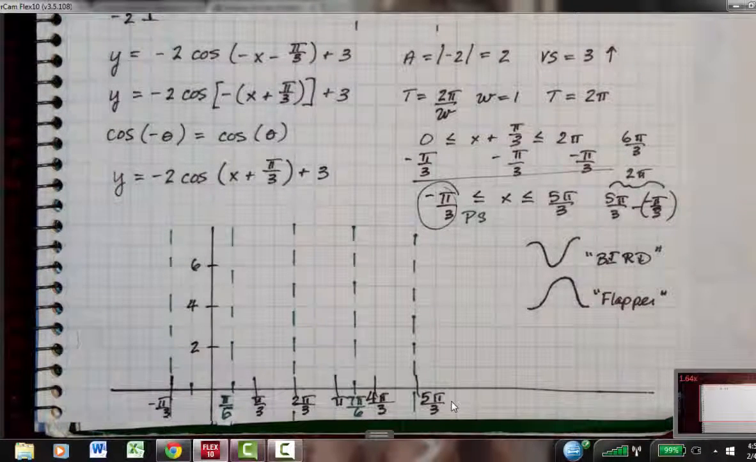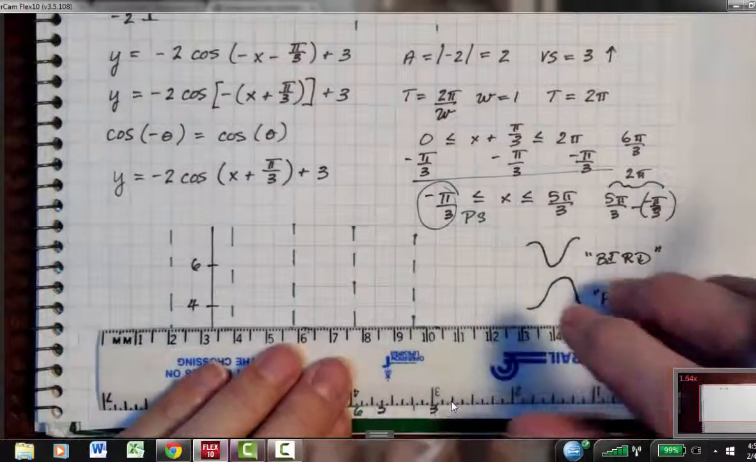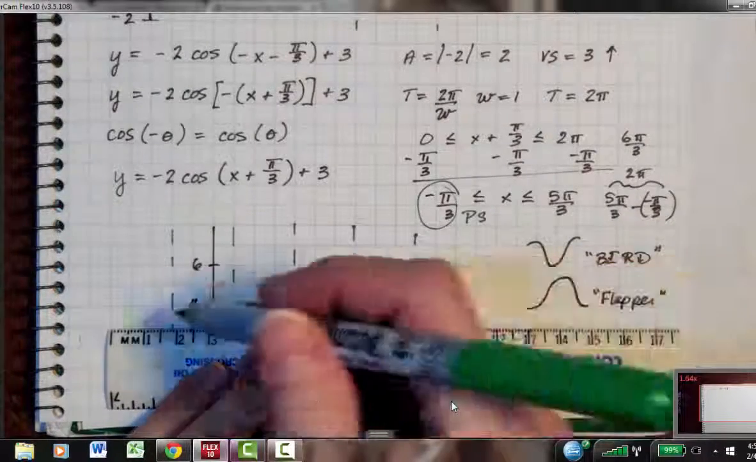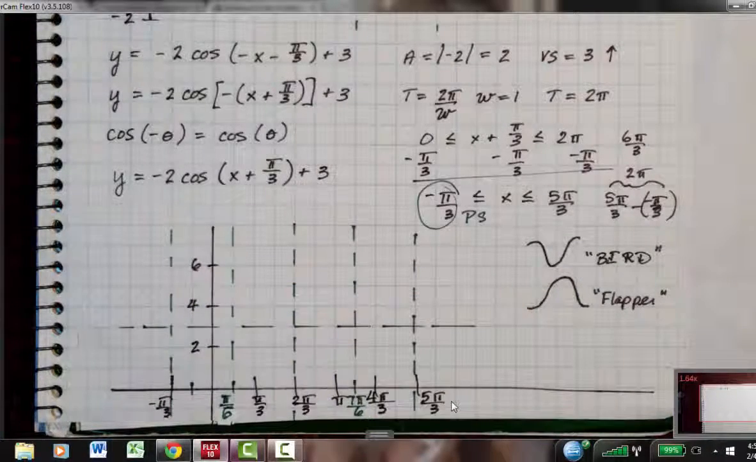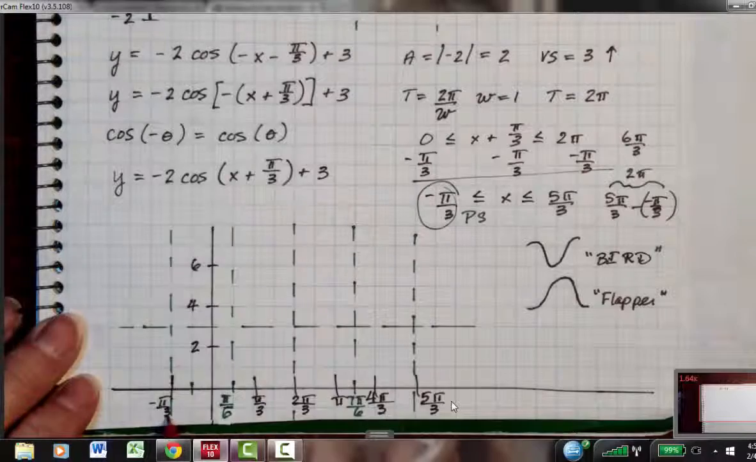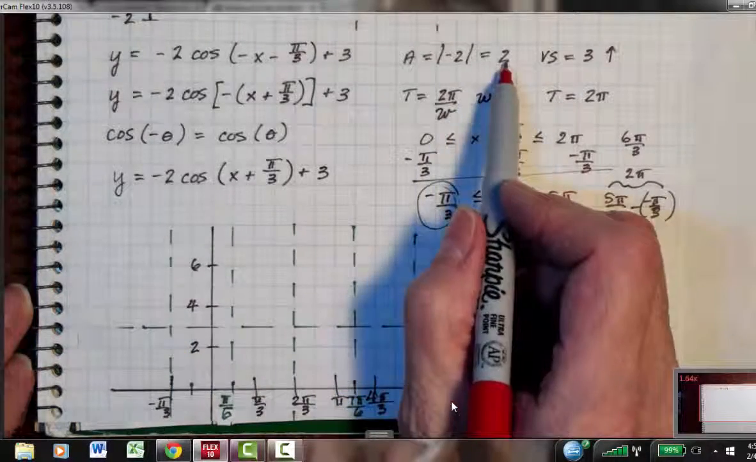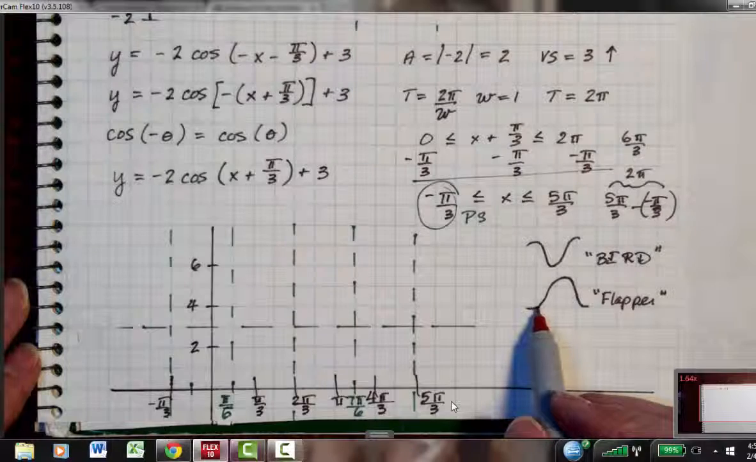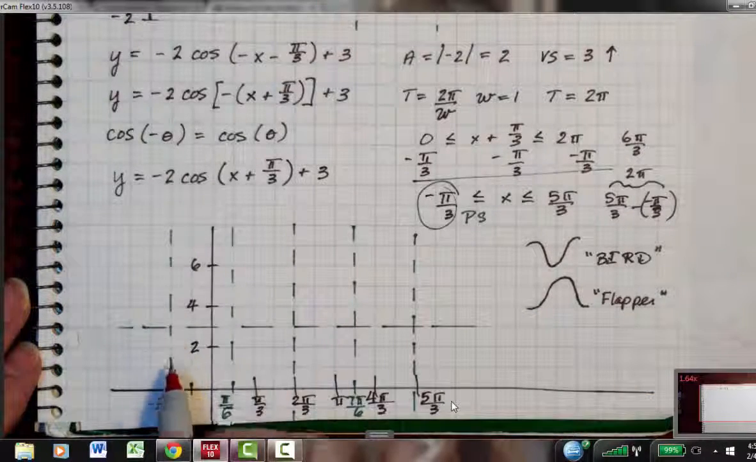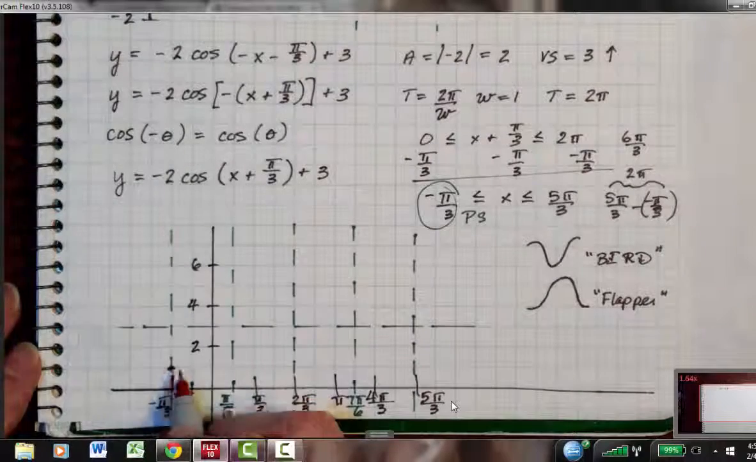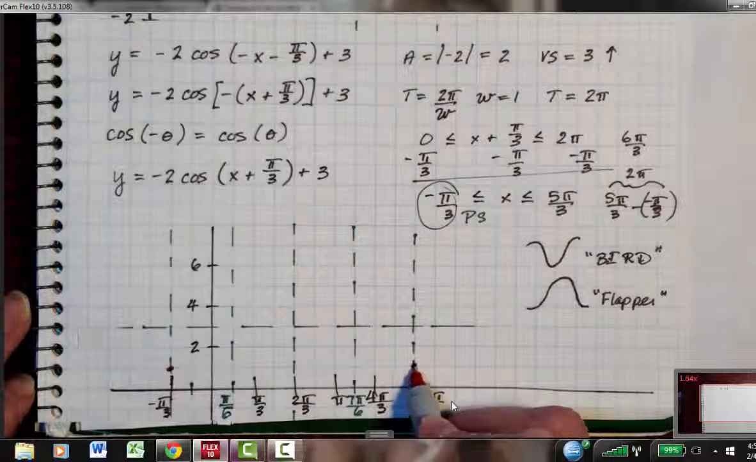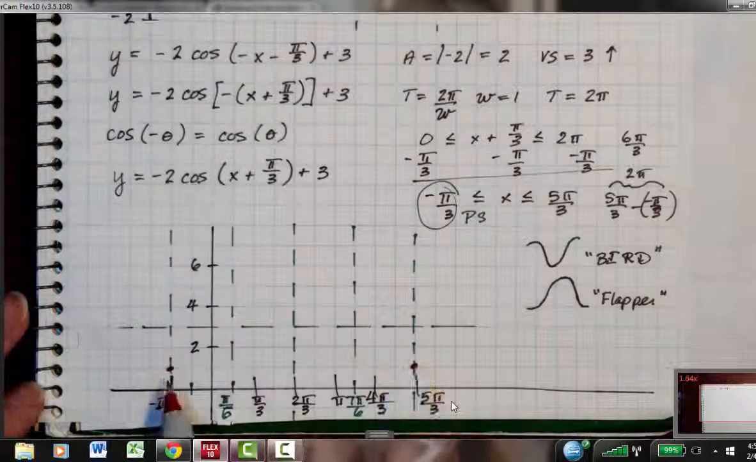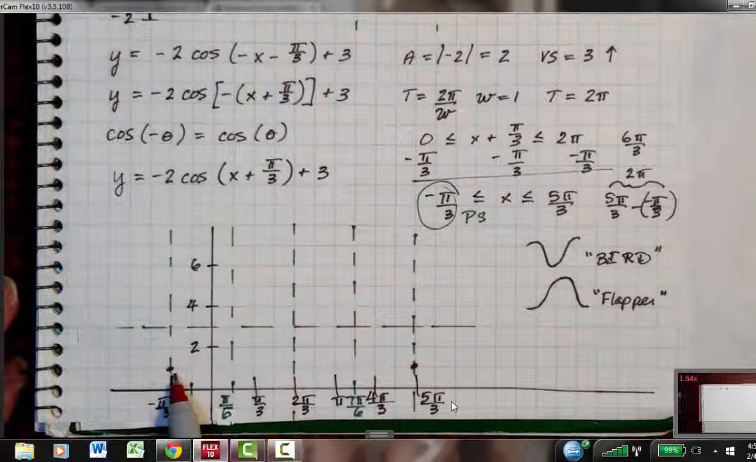I'm going to first of all put in my vertical shift, which is up 3. So I want to have that in here because that's going to make my graph a little bit different when we have those vertical shifts. So from my vertical shift at negative pi over 3, I'm going to be going up and down 2. Well, to start with, I'm going to start at my minimum. So from my vertical shift, I'm going to go down 2. And that's where I'm going to start my graph. Where I'm going to end my graph is also at that same minimum, negative or down 2. So I'm actually graphing at negative pi over 3, 1.